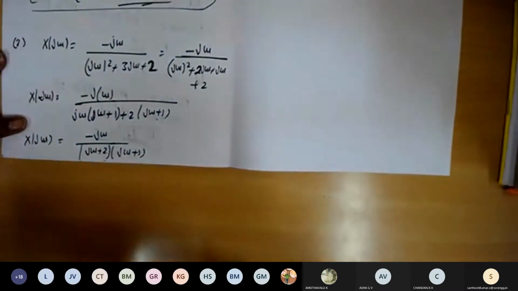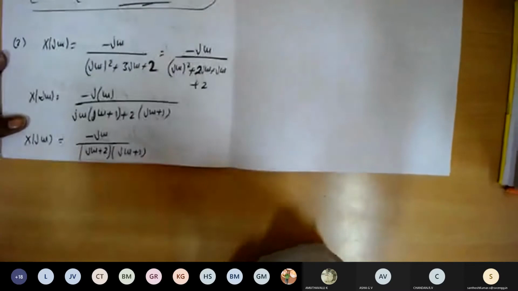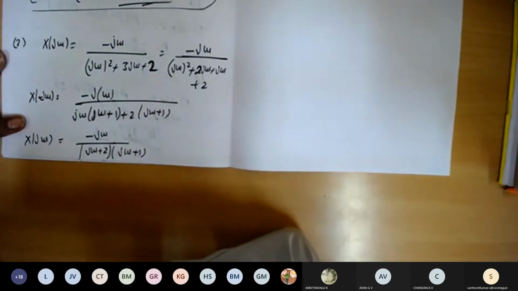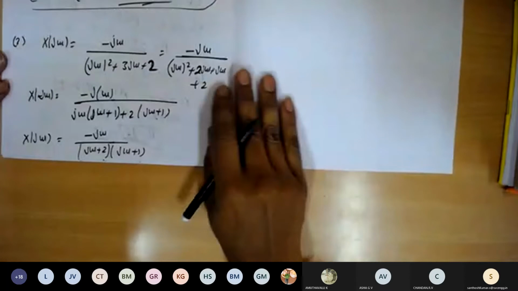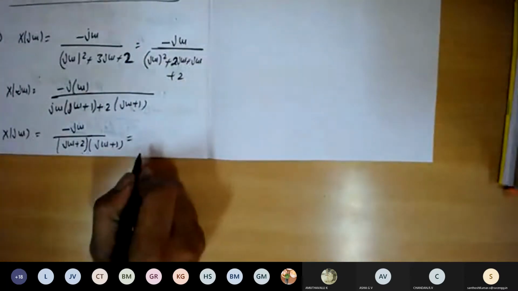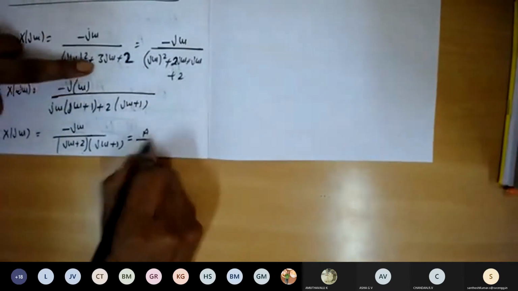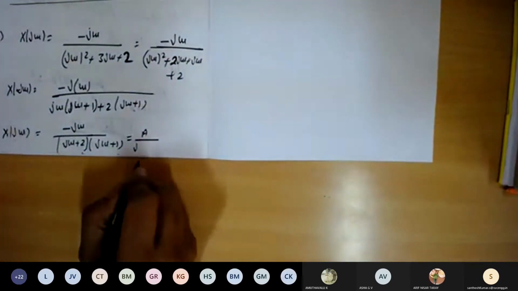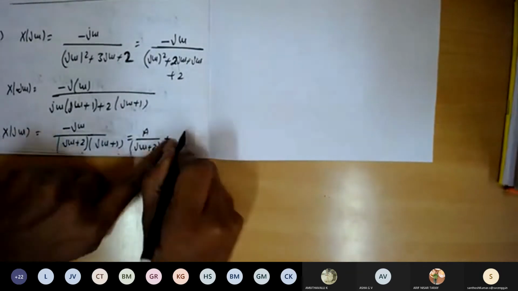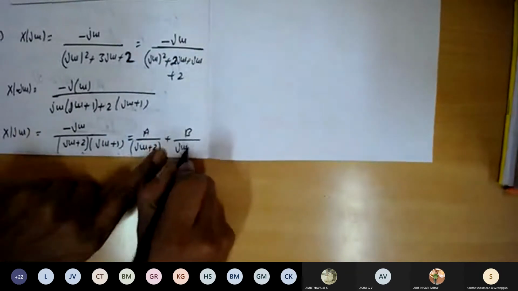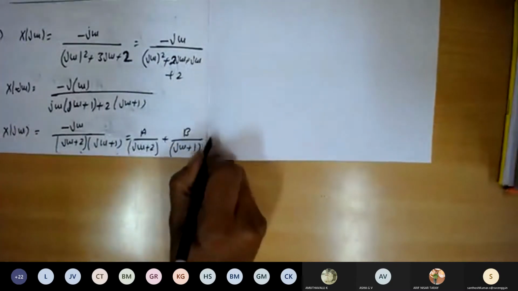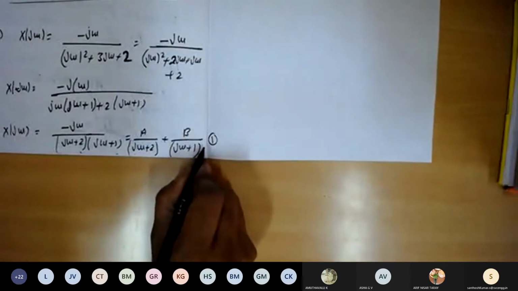And we can express this in terms of partial fractions as A divided by j omega plus 2 and B divided by j omega plus 1. So this is nothing but A divided by j omega plus 2 plus B divided by j omega plus 1. Let us call this equation number 1.